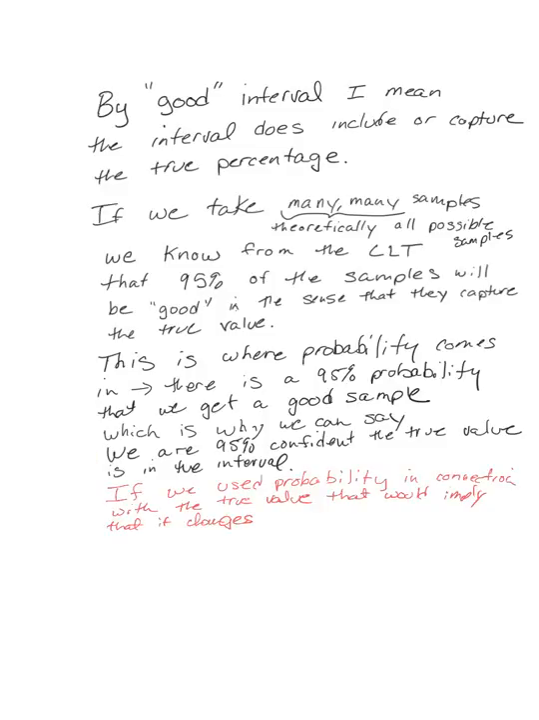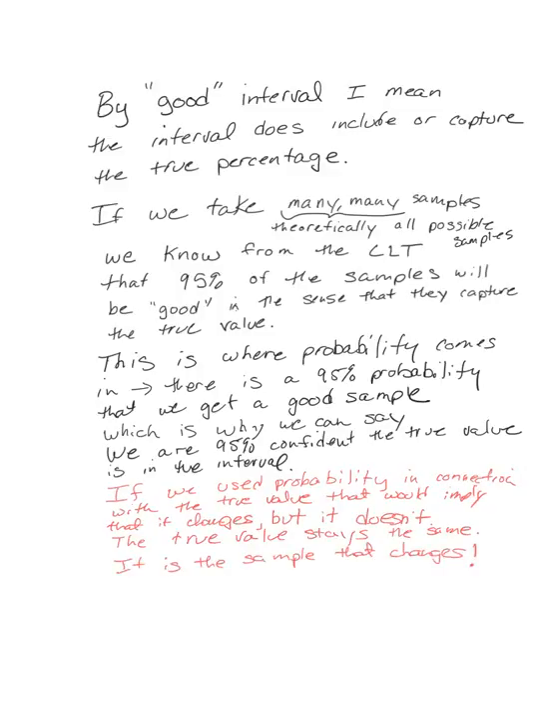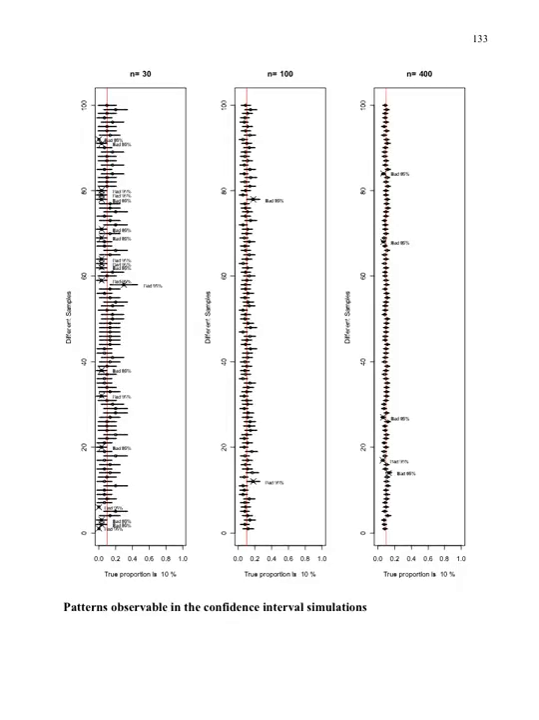If we use the word probability in connection with the true value, that would imply that it changes. The true value stays the same. It is the sample that changes. On the next page, if we start off, this one's different because this one has a true value of p equals 10% compared to 50%. Our other one was right down the middle.